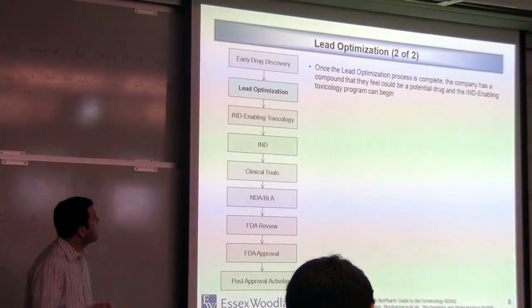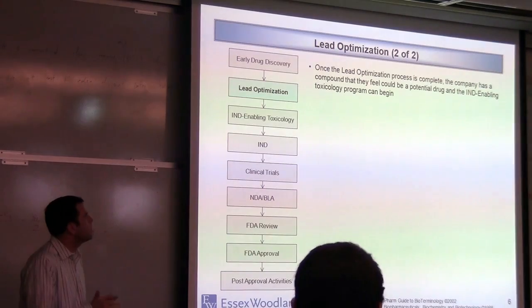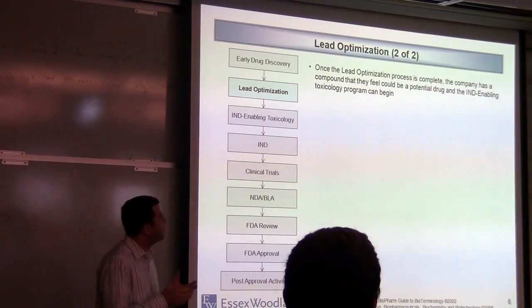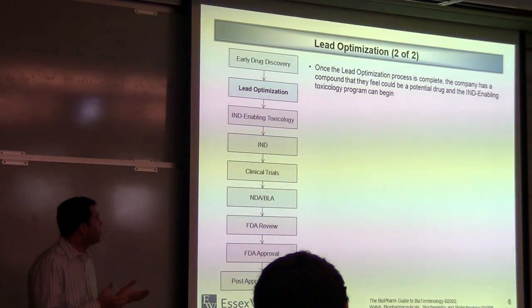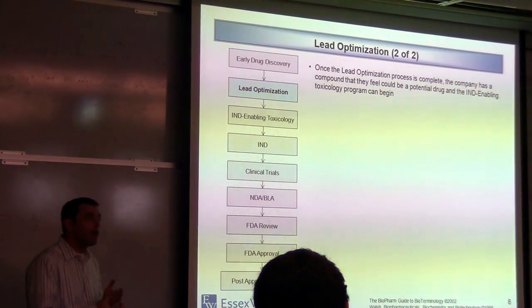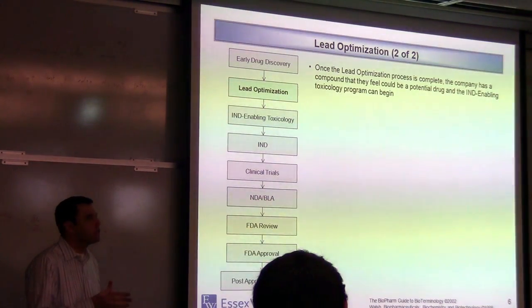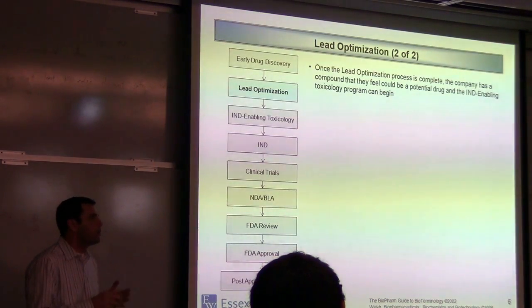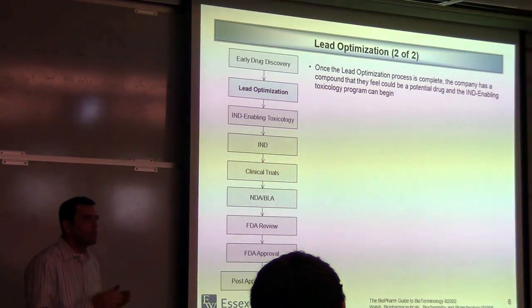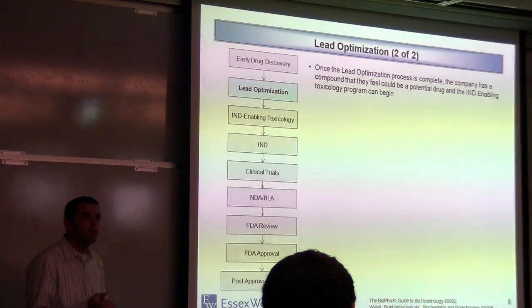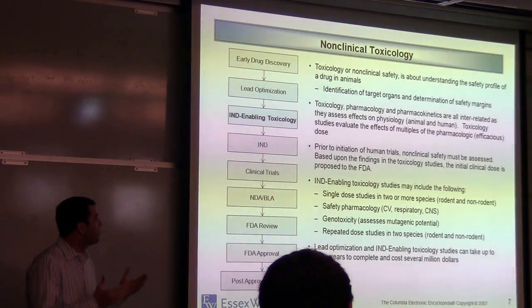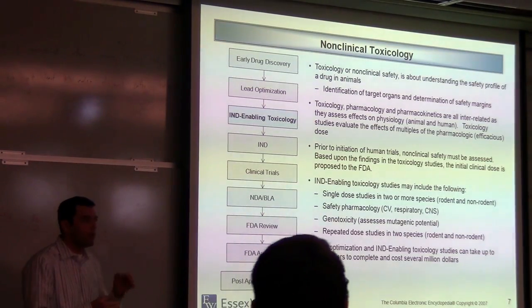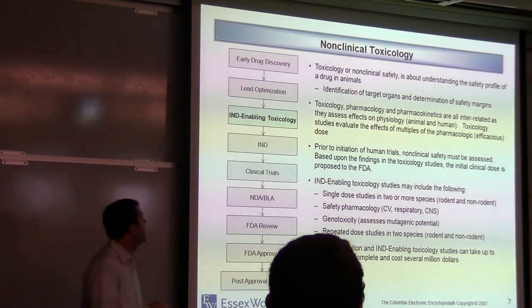Next slide, please. And once you've gone through that lead optimization process, what you really have is a compound that you feel can be a drug. And what you're going to do from there is start your IND-enabling toxicology studies. And so your IND is your investigational new drug application. This is the application you're going to take to the FDA for permission to start clinical trials in humans. And really what you're doing there is you want to have a compound that you think can make it through.